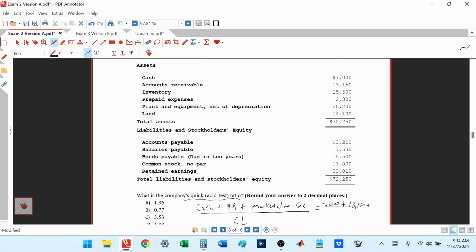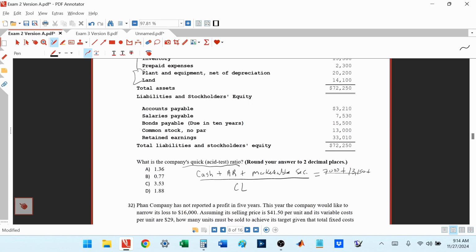And marketable securities, I don't see that listed in the current assets section. These are all the current assets. Those are both long-term assets. Marketable securities would be in the current assets section. So since it's not there, its balance is 0.